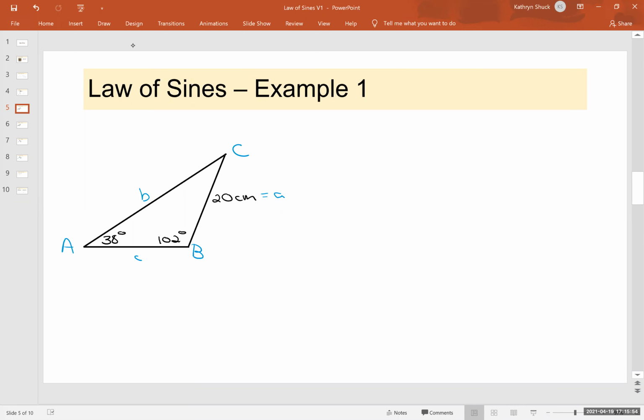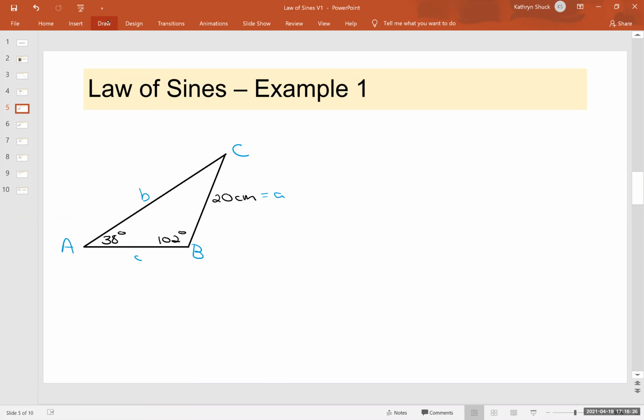Now, the first thing I'm going to ask myself is, do I have a known ratio here? And I do. I know side a and I know angle A. So I know I'm going to use the law of sines. If the three pieces of information I was given did not provide me with a known ratio, then I'd be talking about using the law of cosines, and that's another video. But for now, we do have a known ratio. We're going to be able to use the law of sines.